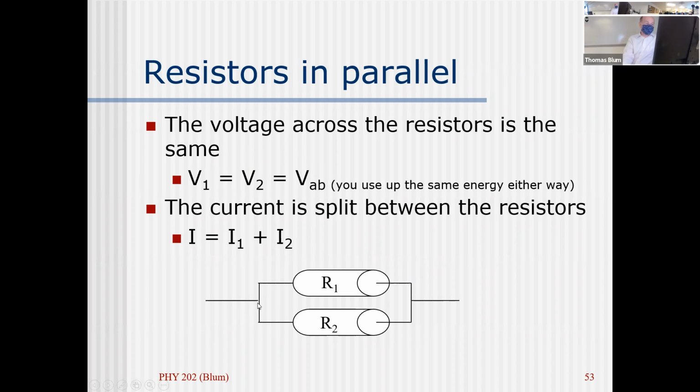And the currents add. Some of the current goes this way, some of the current goes that way, but they add up to the total current and then they add back up after. So the voltages are the same, the currents add. The resistor was doing the opposite. When we had series, the voltages add and the currents were the same. When we have parallel, the voltages are the same and the currents add.